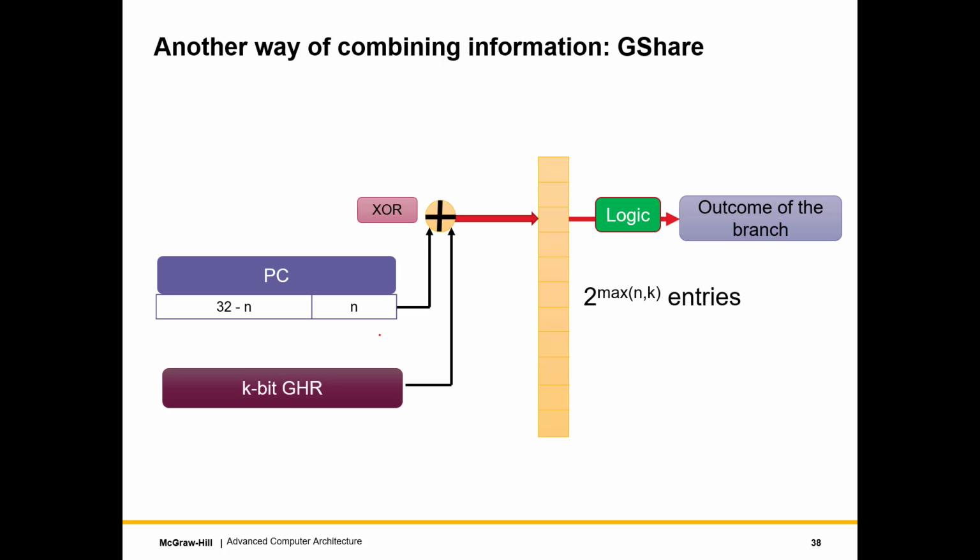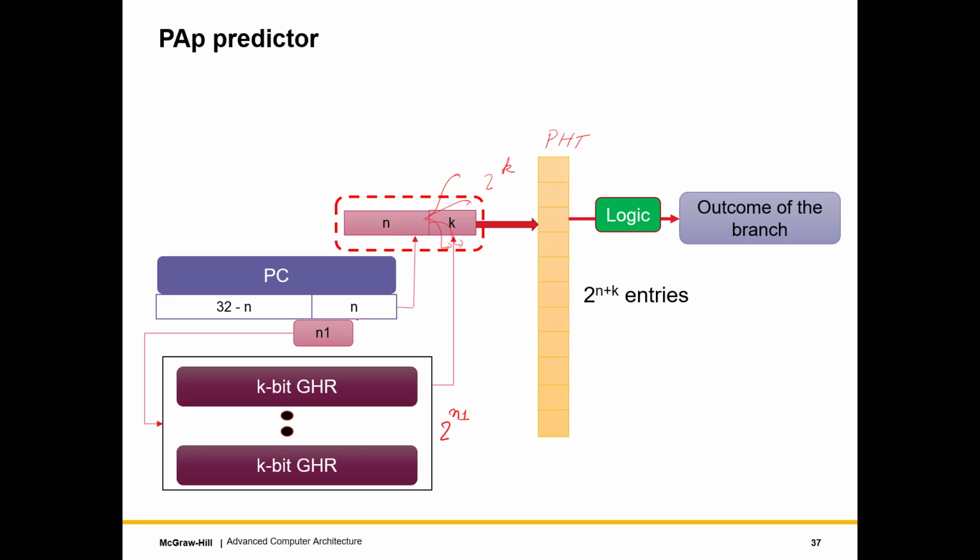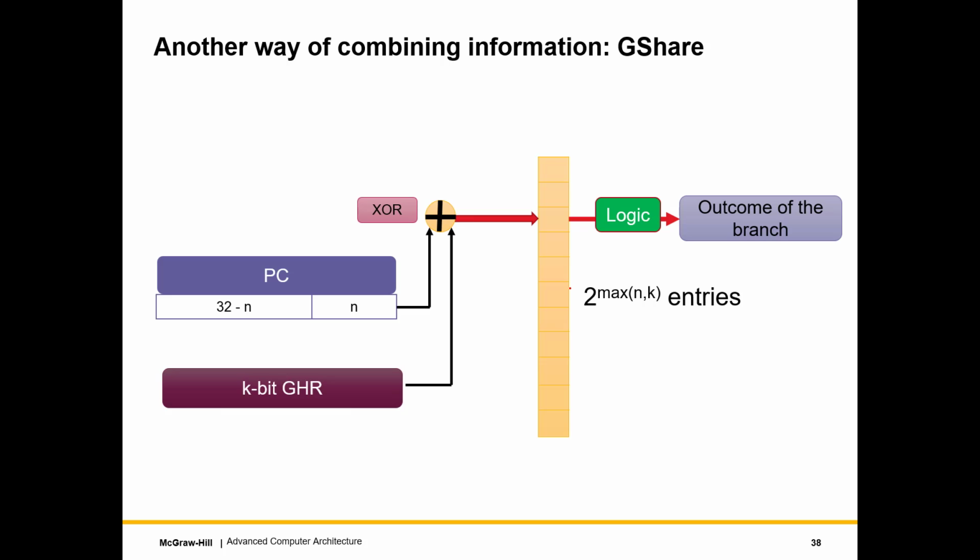There is another way of combining the information. As you can see in the PAP predictor, we have 2 raised to the power n plus k entries. What we can do is take a k-bit GHR, of course a single GHR, and n bits of the PC, and we can XOR them. XORing them is one way of mangling the bits, so this somehow mixes them. This is an extension of the gap idea, or the gap predictor, where the gap predictor would do the same, but it would concatenate.